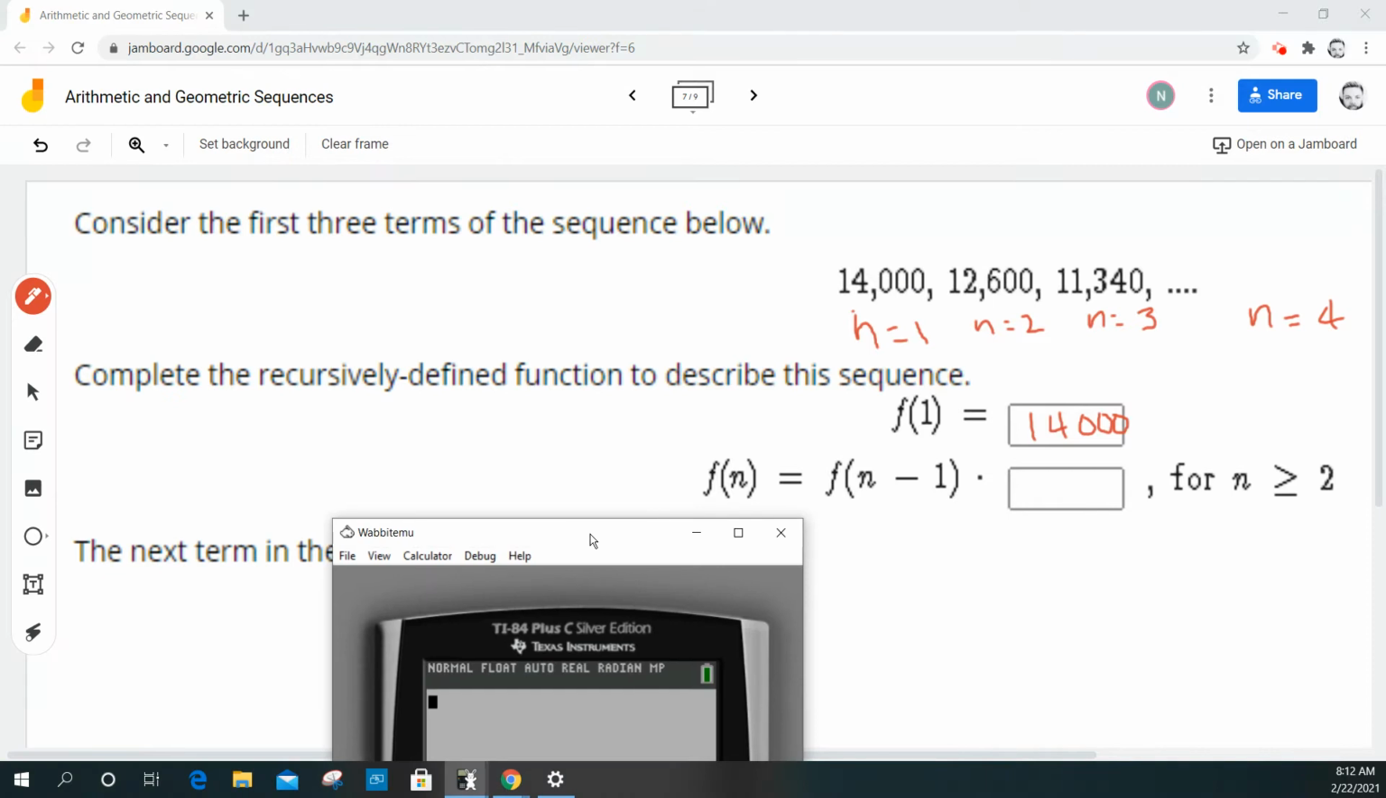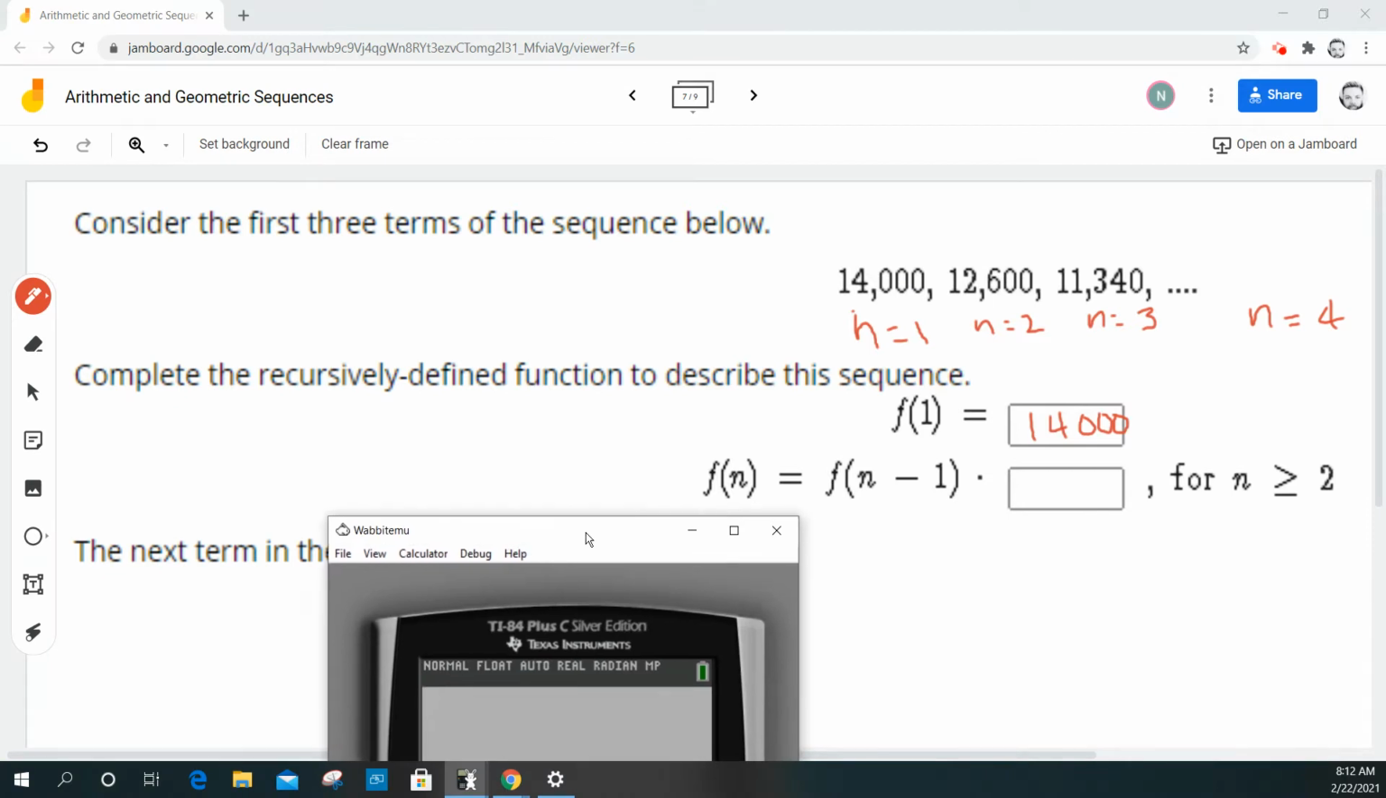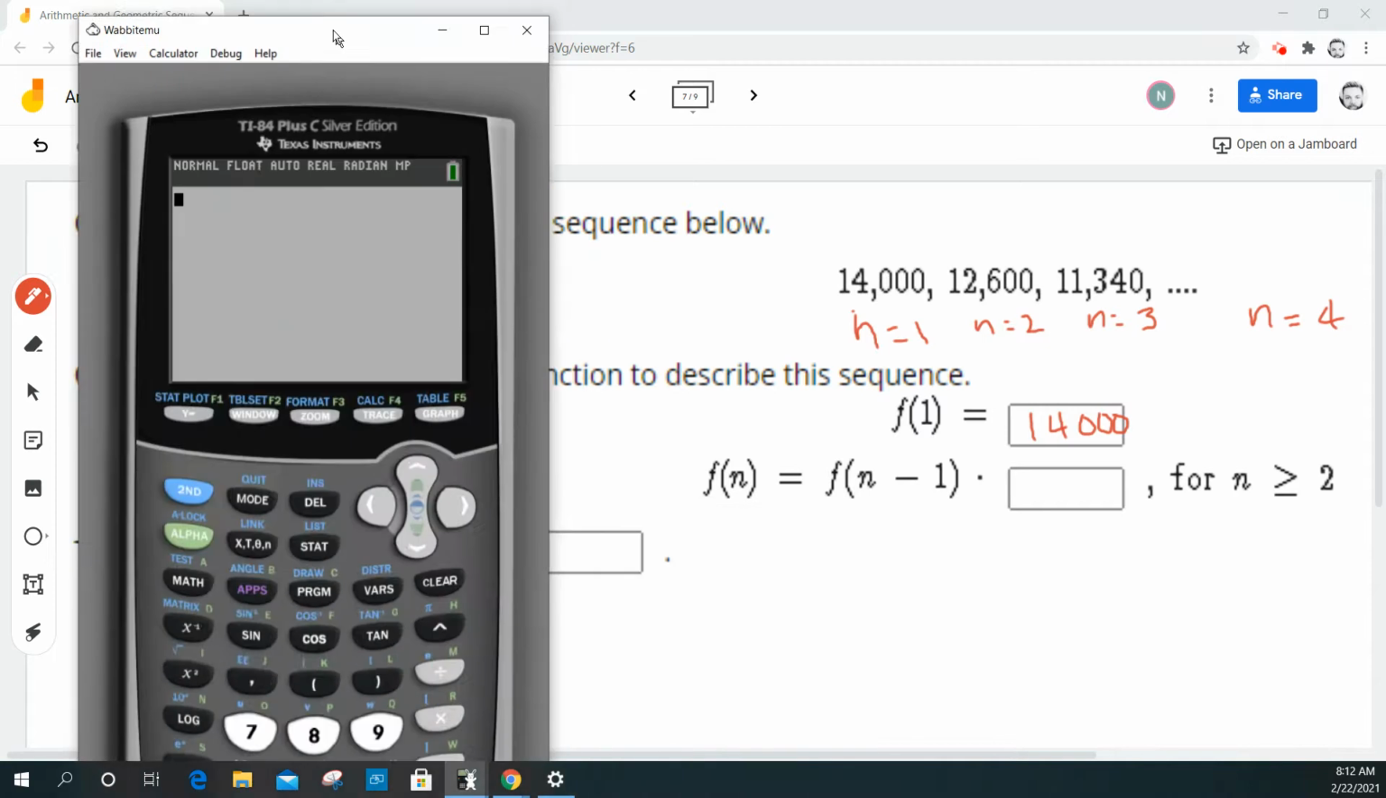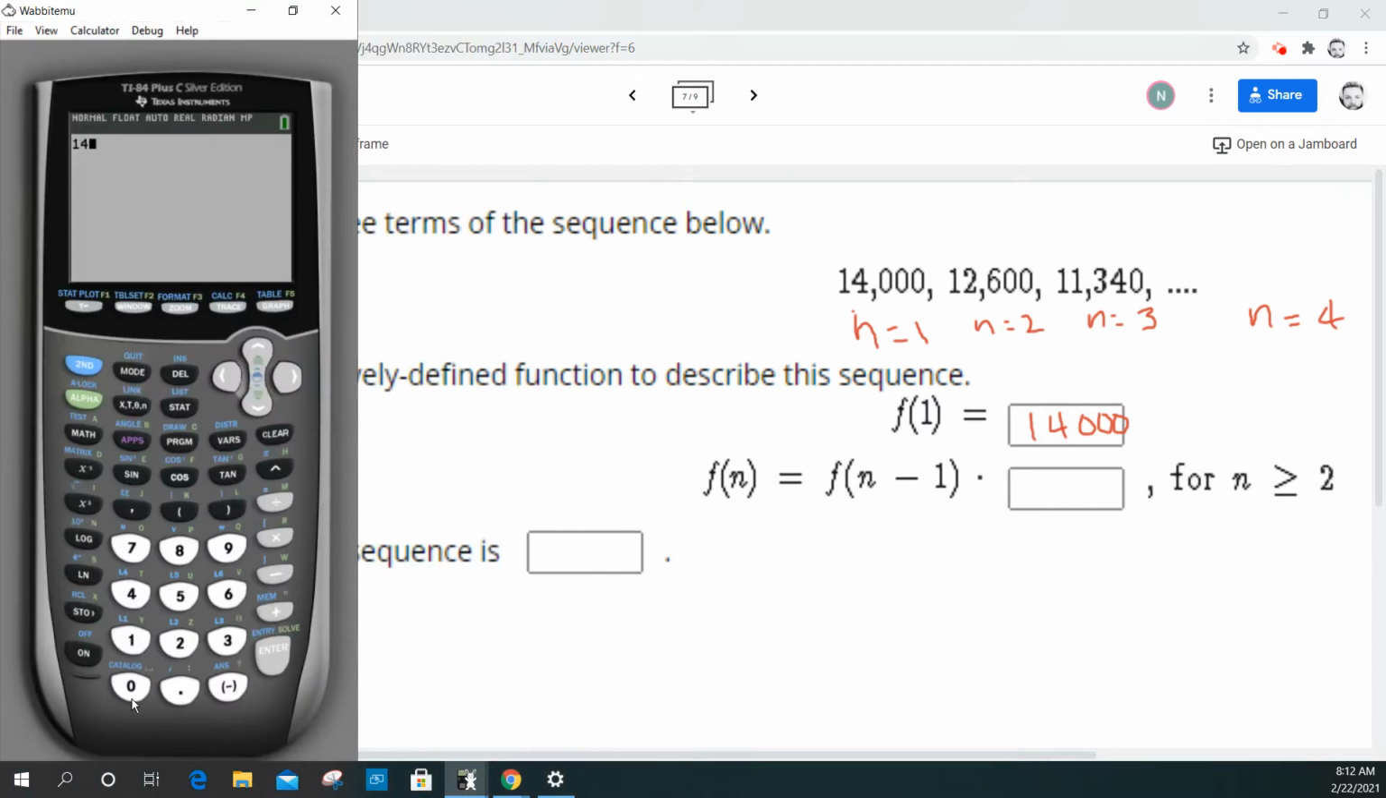I got to make a decision. It tells me it's a sequence, so it's either arithmetic or geometric. So the first thing I would do is I would say 14,000 minus 12,600. So the difference between 14,000 and 12,600 is 1,400, right? So then I would do 12,600 minus 11,340.